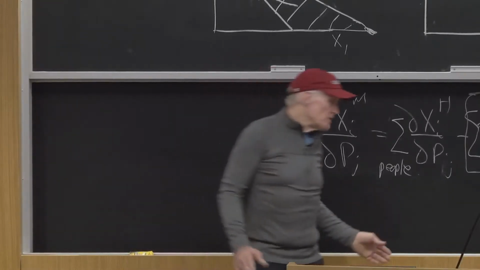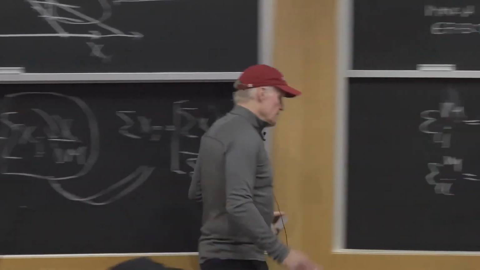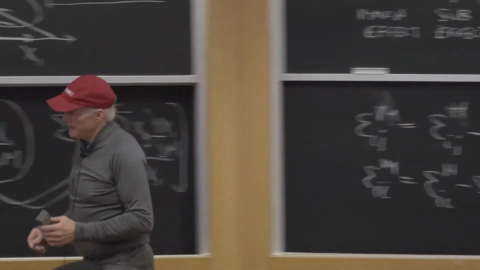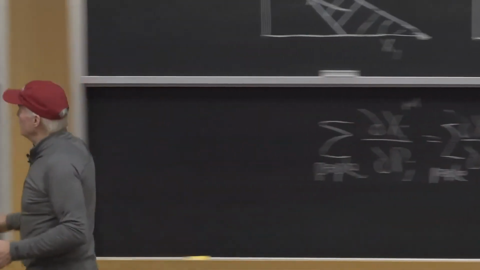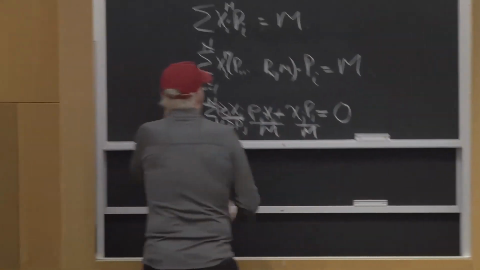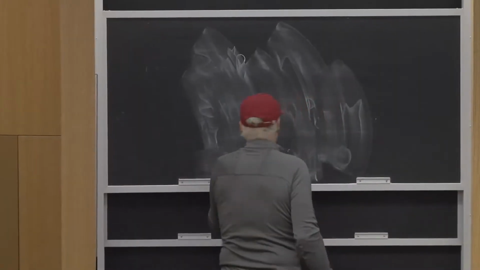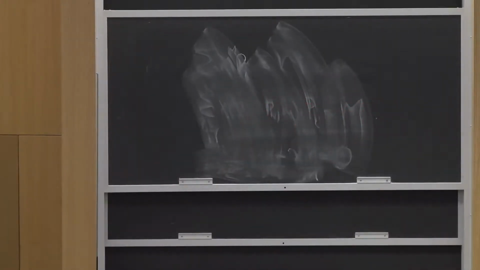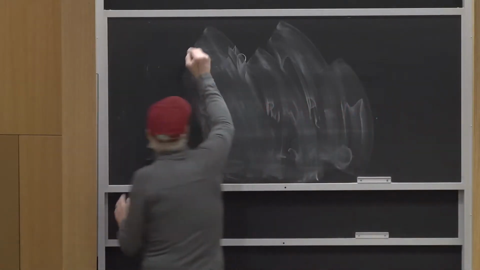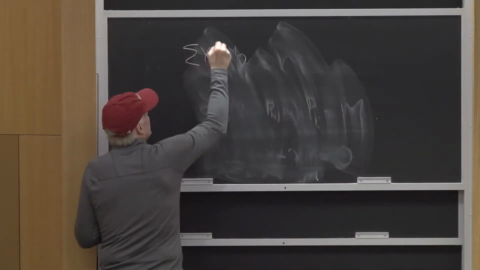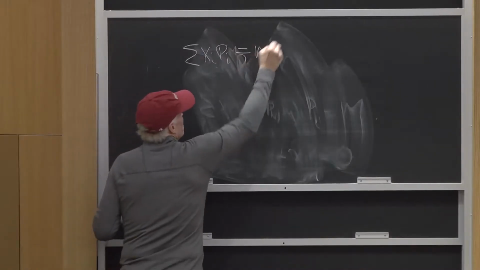All right, now let's talk about some practical stuff we can do. Let's go back to the budget constraint. Budget constraint's going to be our buddy. We're going to get as much mileage as we can out of the budget constraint. So my budget constraint is the sum of the xi pi equals m.